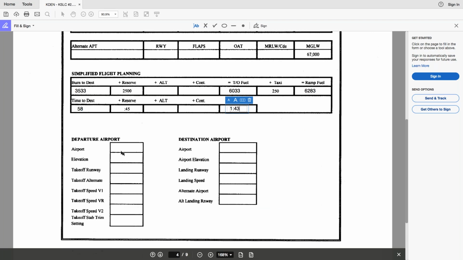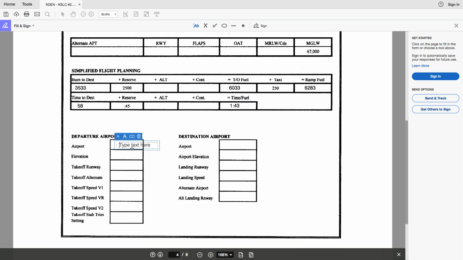Okay. Departure airport, KDEN. Okay. Elevation is 5434. Okay. Takeoff runway was 34 left. Takeoff alternate, none.